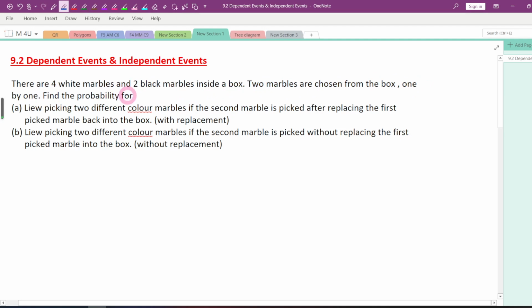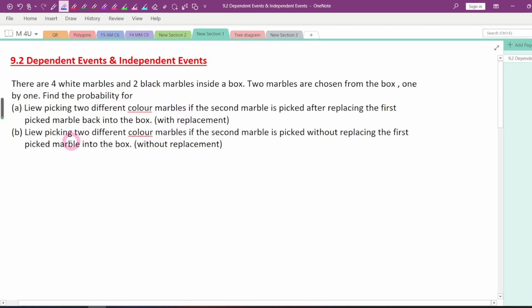Find the probability for, now we have 2 situations here. The first situation, find the probability for Liu picking 2 different color marbles if the second marble is picked after replacing the first picked marble back into the box, with replacement. So the first time you pick the marbles, there are 6 marbles inside the box. And the second time you pick the marbles, still the same. There are 6 marbles inside the box because of replacement.